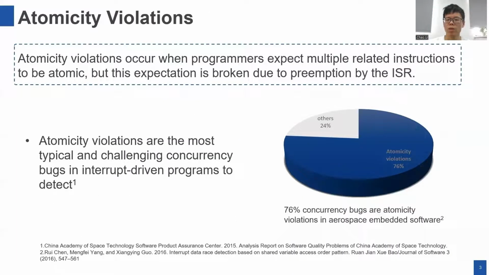Nevertheless, atomicity violations occur when programs expect multiple related instructions to be atomic, but this expectation is broken due to preemption by the ISR. According to reports and trends, atomicity violations are the most typical and challenging interrupt-related concurrency bugs to detect. 76% of concurrency bugs are atomicity violations in aerospace embedded software.